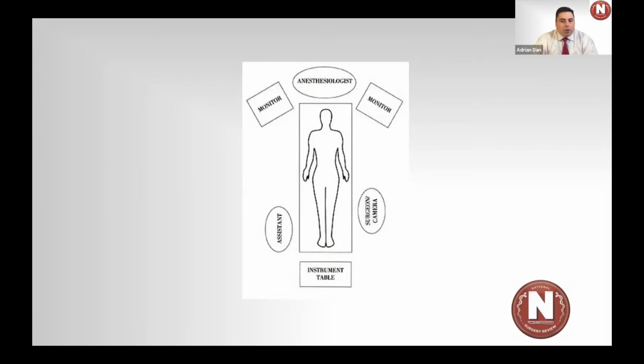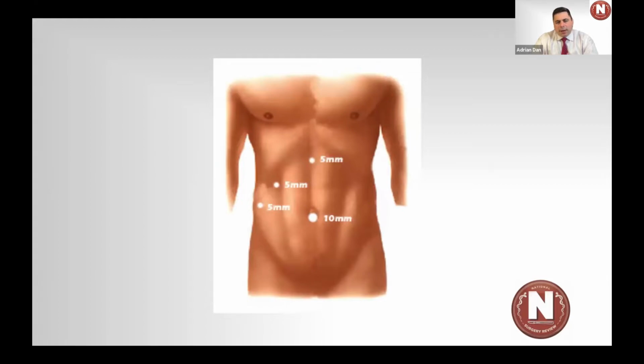The camera and the assistant are usually on opposite sides, although sometimes you will have the assistant hold the camera from the patient's right, and the surgeon works on the patient's left side. Variations of this can sometimes lead to problems, unexpected complications, and unexpected hurdles. And the instrument table is usually at the bottom of the bed. This is the more classic placement of trocars, and the epigastric trocar.